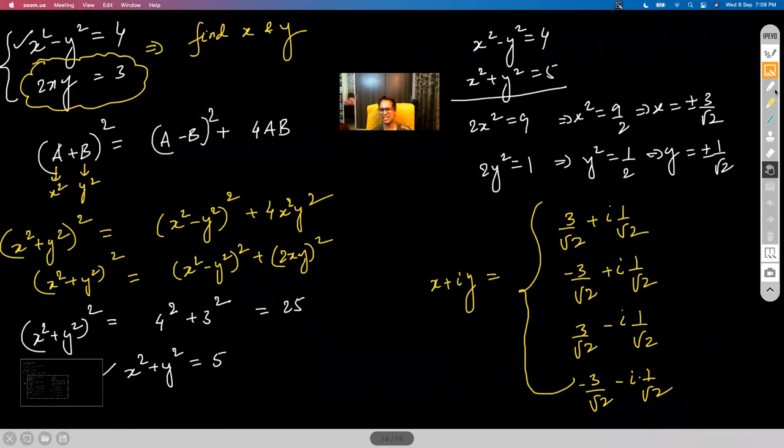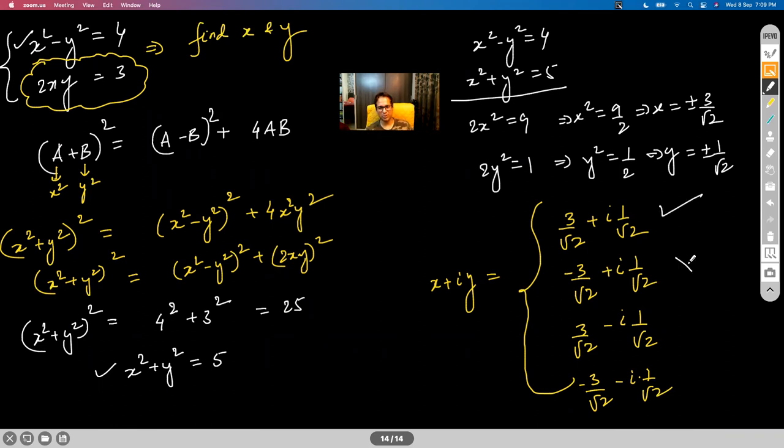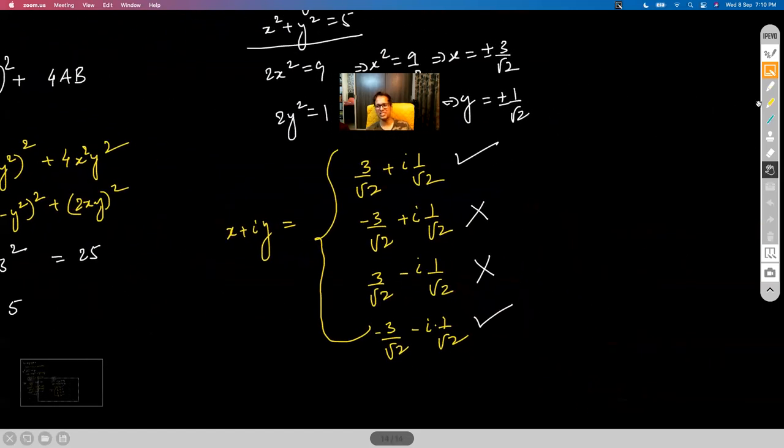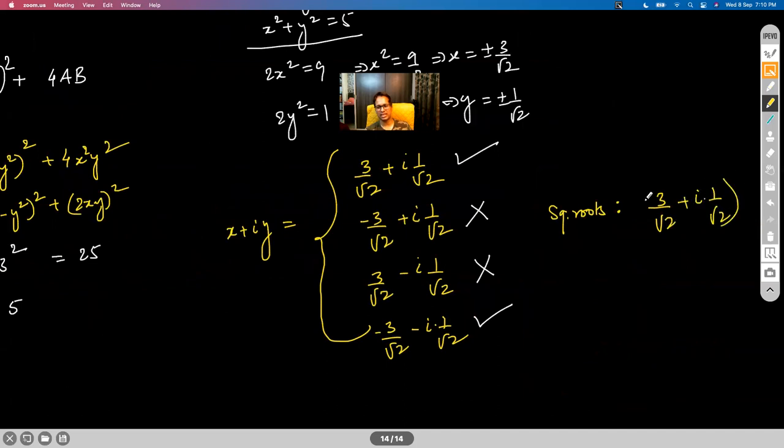So does this satisfy 2xy equal to 3? 2 into 3 by root 2 into 1 by root 2, does it give you a 3? Yes. So this is a root. Correct. But does the second one give you the 2xy equal to 3 condition? No, it gives you actually minus 3. So this is not our answer. Similarly, this will also not be our answer. But this will be your answer, correct? So in short, out of these, the square roots that you will get will be plus minus (3 by root 2 plus i times 1 by root 2). Is it fine? Any questions, any concerns?